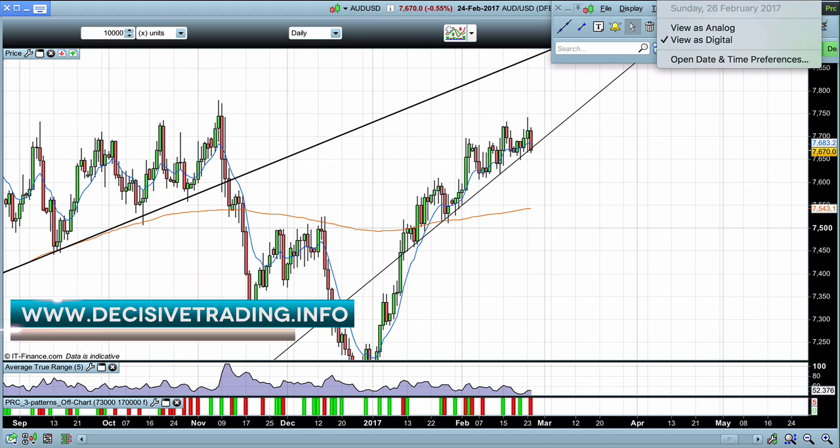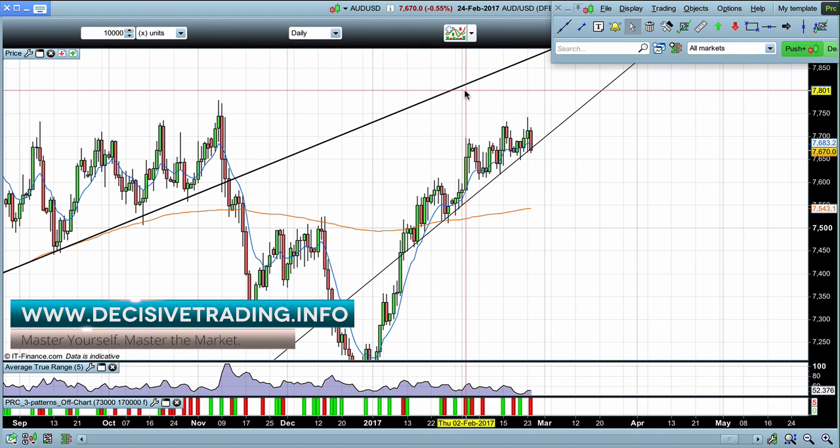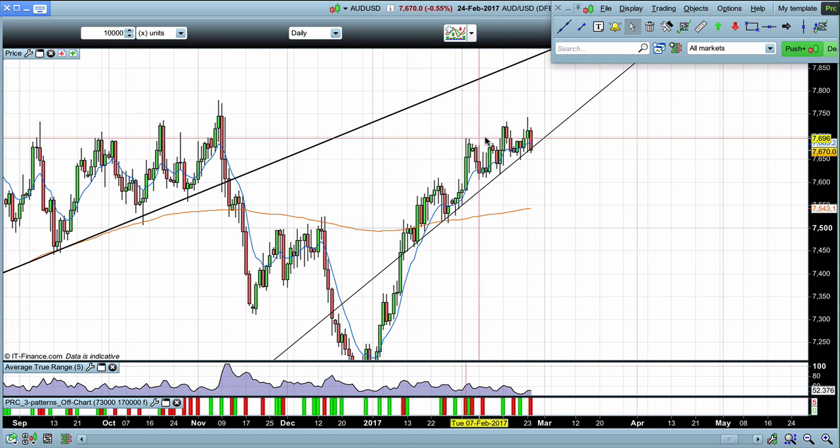Sunday the 26th of February, and we are on the Australian dollar US dollar. So let's have a look at the price action from last week on this market in relation to our analysis, and then we will have a look at what we're looking for the trading week ahead.